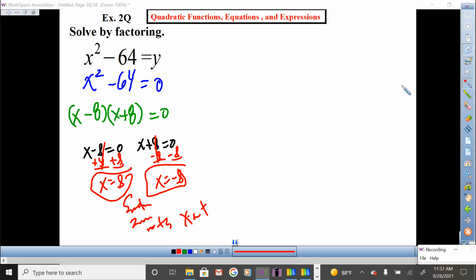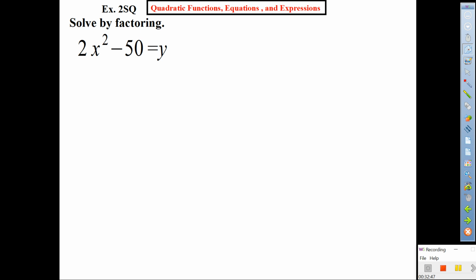Copy this one. Example 2 super Q. I'm going to give you a head start on this one. See if you can follow the process. Make sure you follow all the steps. And then I'll come right after to catch up. Ready and go. All right, read. Example 2 super Q. 2x squared minus 50 equals y. Copy and go.